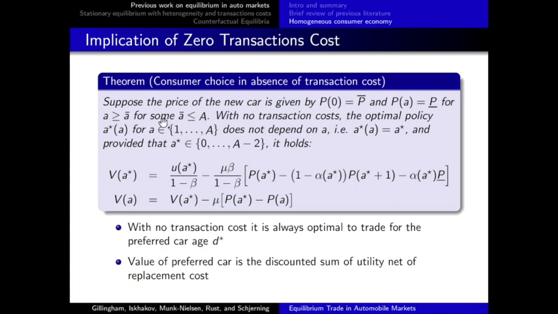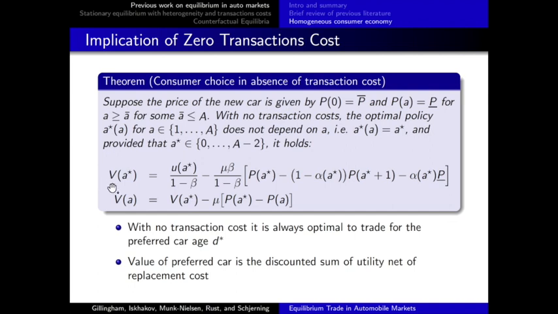Suppose that if there's no transactions cost, then the optimal policy, A star of A, for all the cars that could be in the state, this is the policy function, the optimal choice, does not depend on A. It's irrelevant what car you come into the economy with. You're going to buy your preferred car. So it's independent, and really what happens in equilibrium is that people are indifferent between different cars. It's totally independent of A.